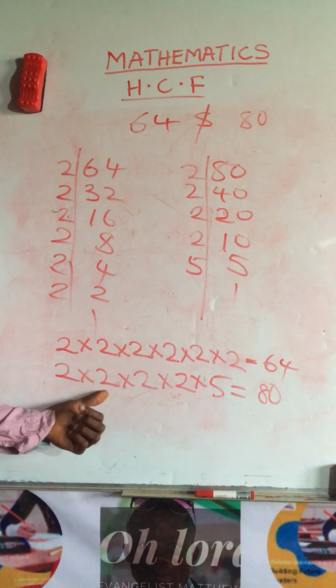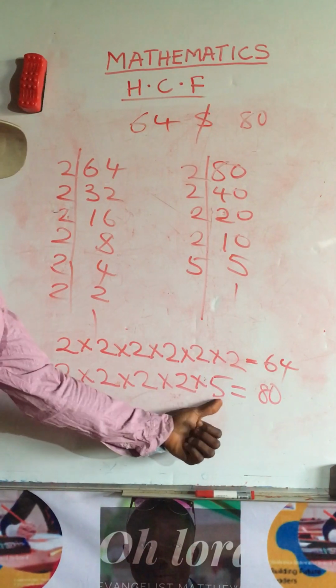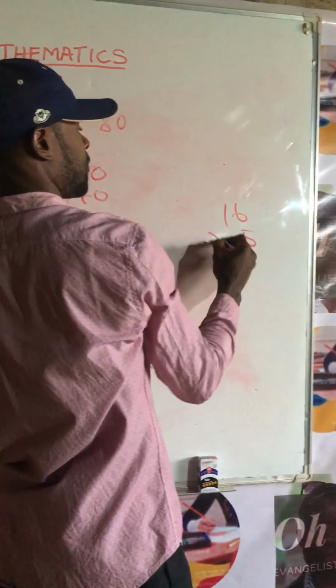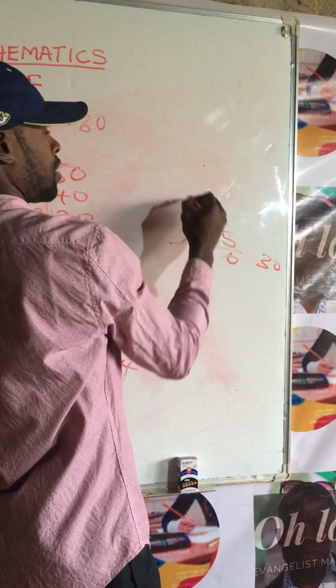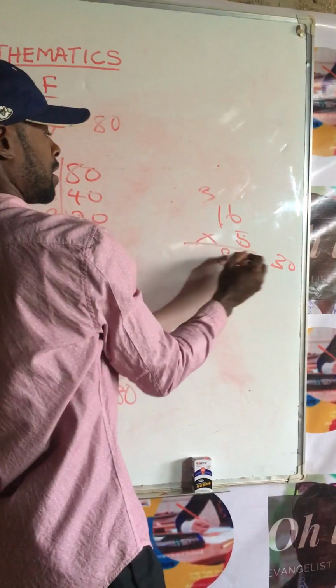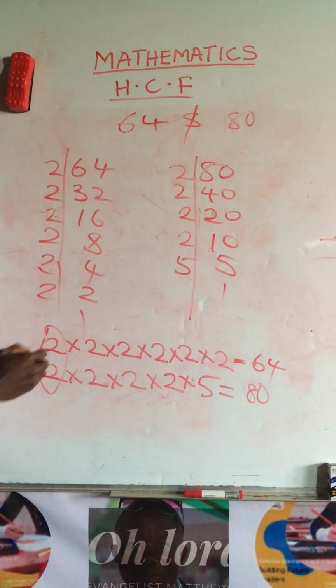So we have 2 times 2 is 4, 4 times 2 is 8, 8 times 2 is 16. 16 times 5, can it give us 80? Let us check that out. 6 times 5 is 30. Write 0 and carry 3. 5 times 1 is 5. 5 plus 3 is 8. So that's correct.